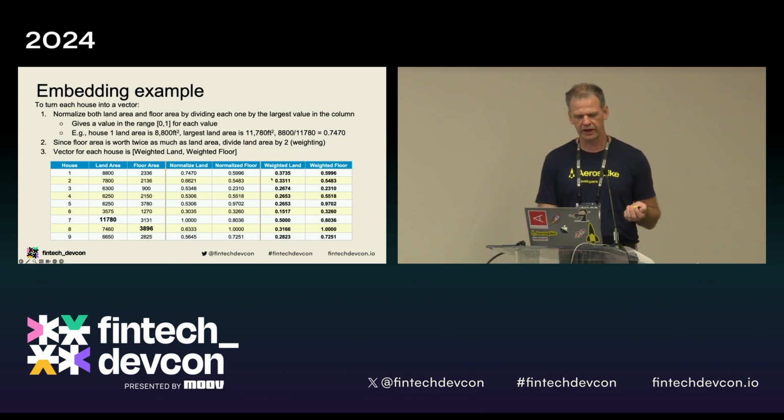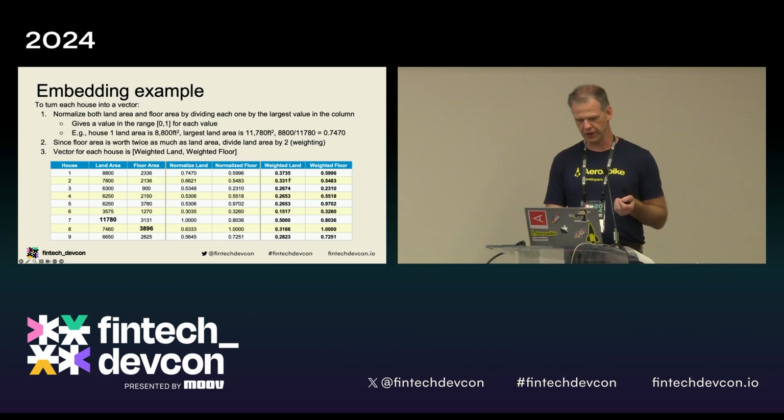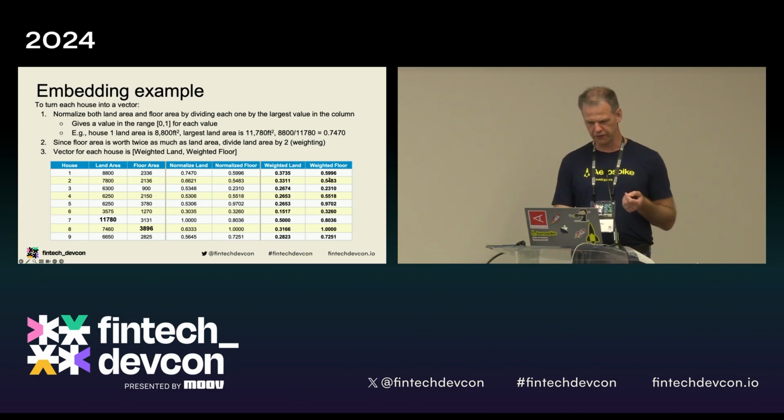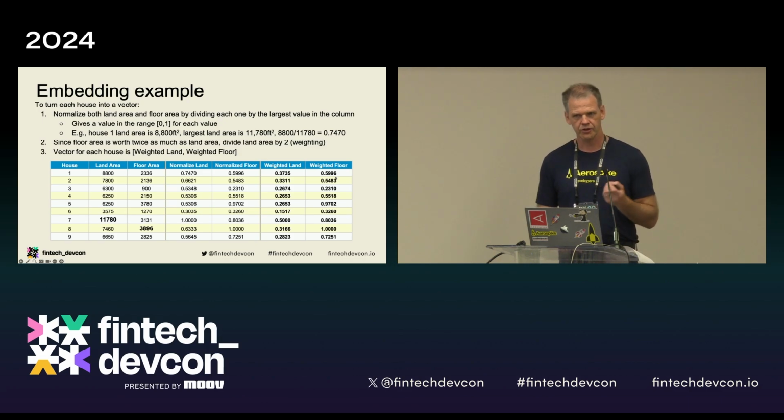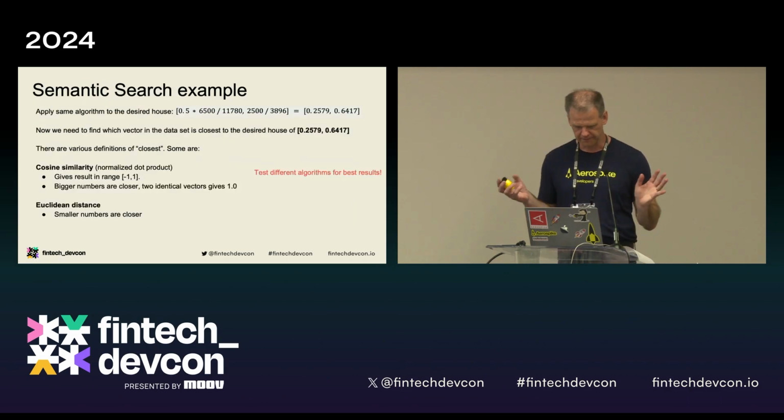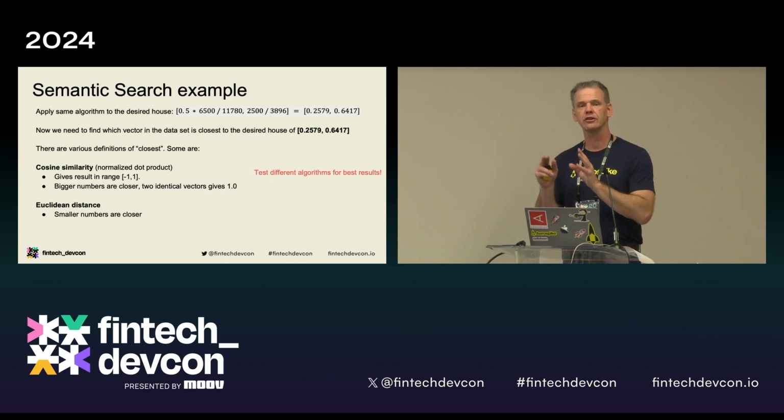So vector 1 is 0.3735, comma 0.5996, and so on. So a vector is just 2 numbers. All right. That's great. So we now have a vector for each one of our houses.